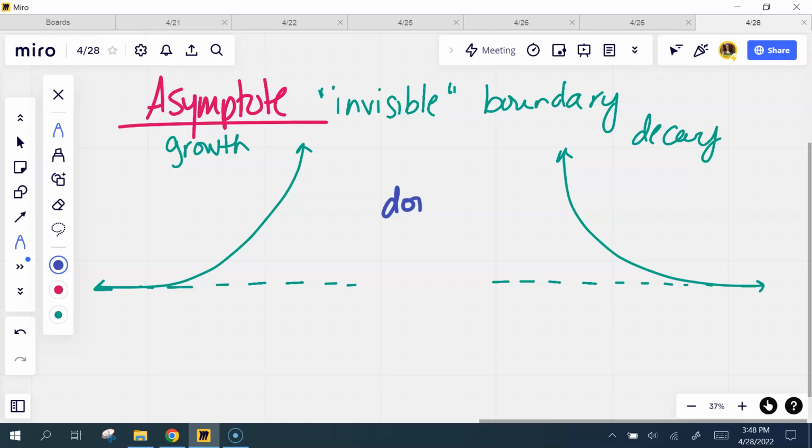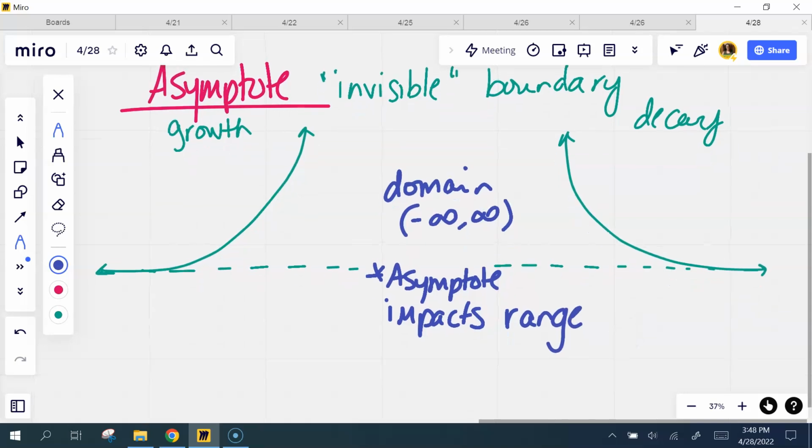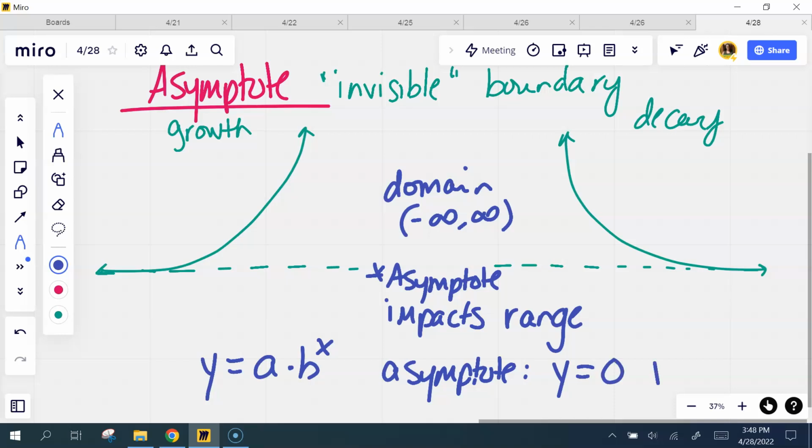My domain for these is still going to be negative infinity to infinity, but my asymptote impacts the range, okay? And in a parent function situation, when I look this way, a times b to the x, my asymptote is going to be at y equals 0. Remember, that's a horizontal line right on the x-axis, okay?